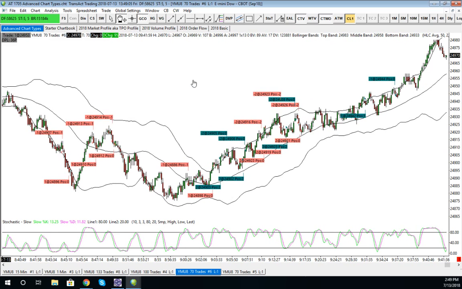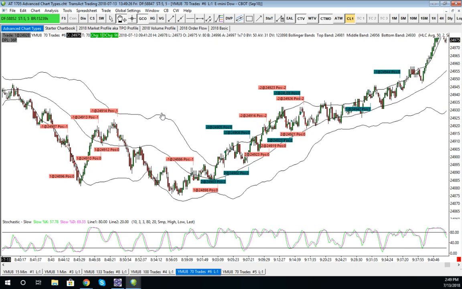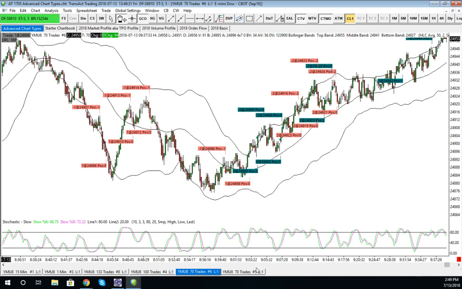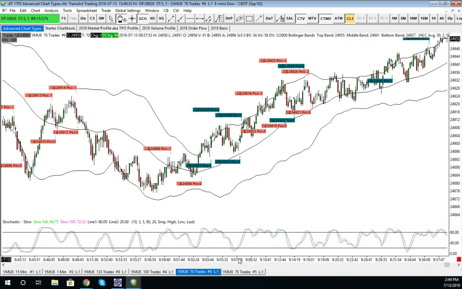Okay, so these trades occurred from about 9:45 to 10:30. Okay. So we have two losses that we'll look at to see if anything could have been done better.